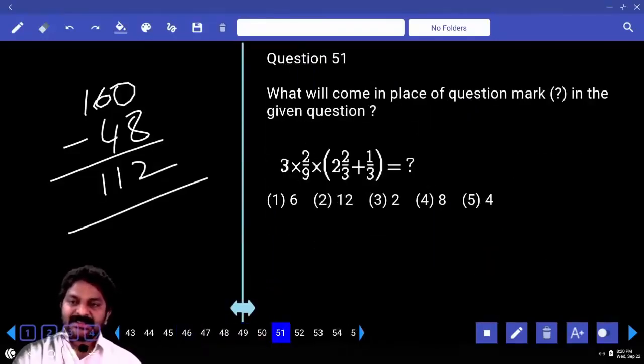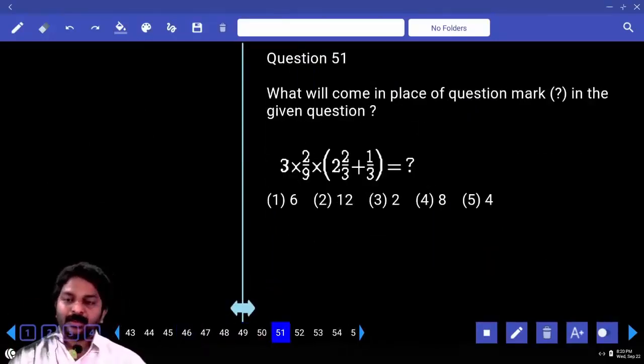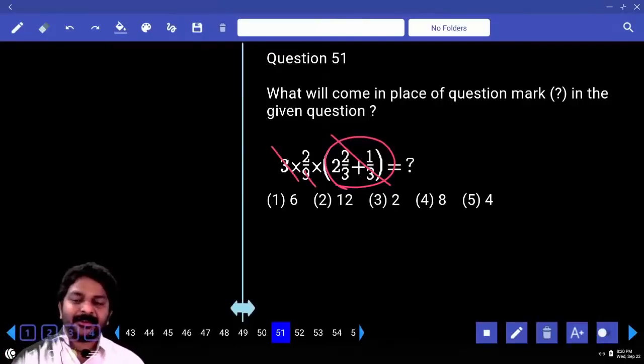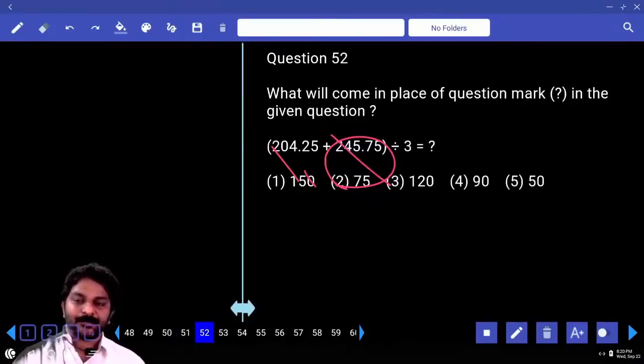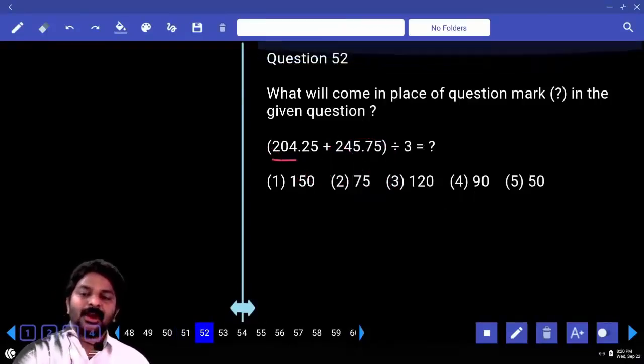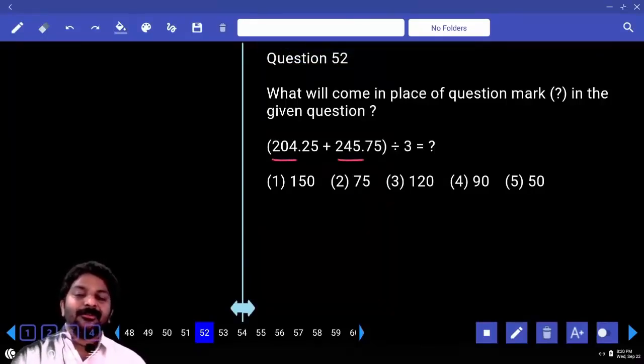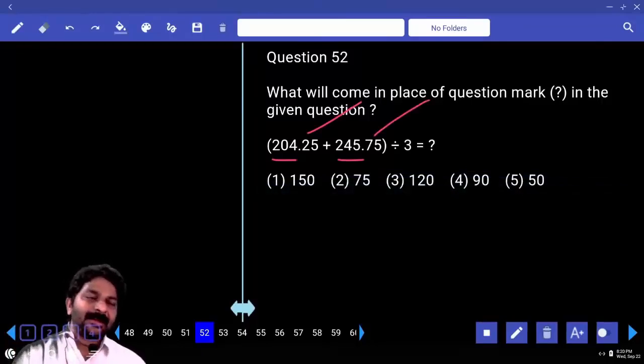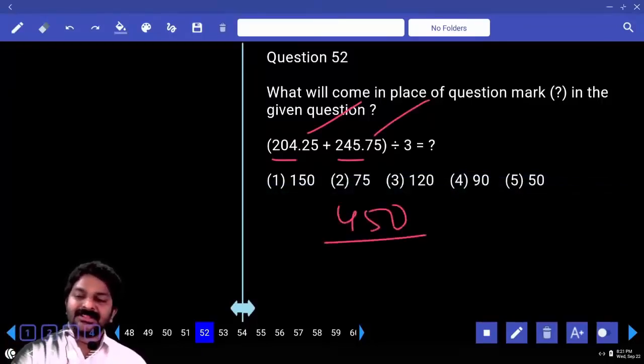46 to 50, number series. Next we'll start from question number 51 onwards. 2 by 3 plus 1 by 3, that is 3 only. 3 into 3, 9 in numerator and denominator gets cancelled. Left over number 2, third option answer. Hope you guys followed. 204 plus 245, 449. 0.25, 0.75, 1. 449 plus 1, 450. Average, divided by 3. Answer 150, first option.